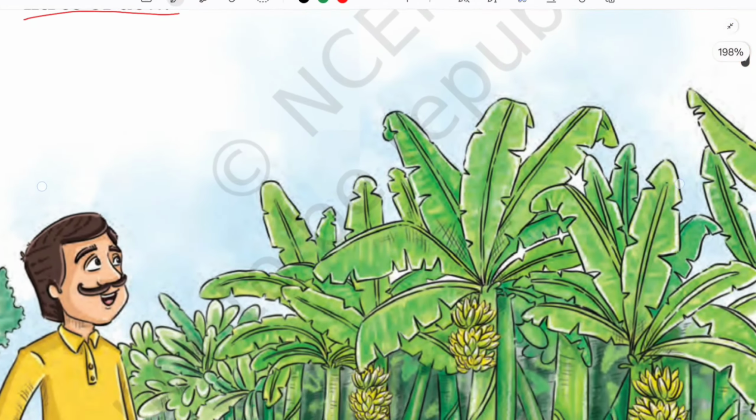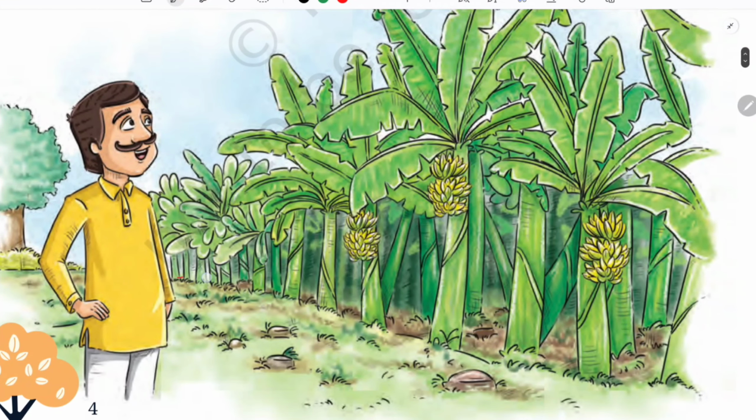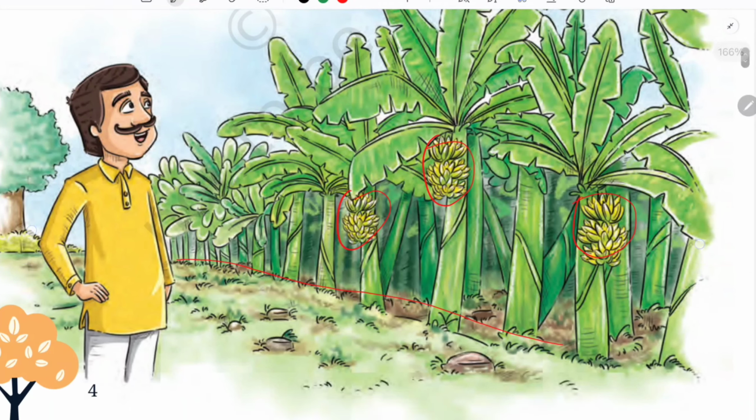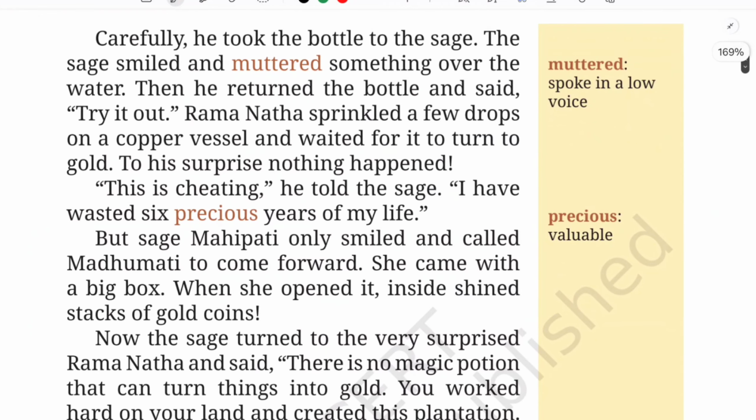So what happened now? Let us see, his field looks something like this. See, all the rows of bananas are planted, and you can see bananas here also. These fruits, his wife used to take to the market and sell. Now, carefully he took the bottle to the sage. The sage smiled and muttered something over the water. Then he returned the bottle and said, try it out. Now he was very excited, isn't it?